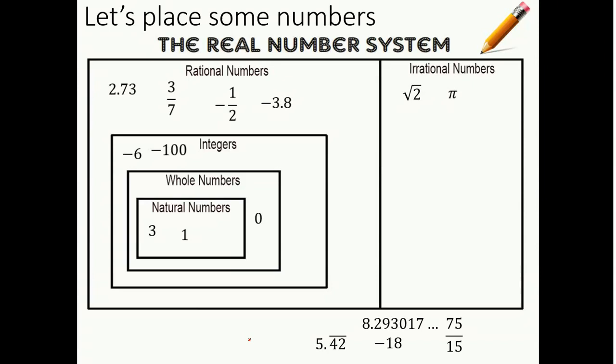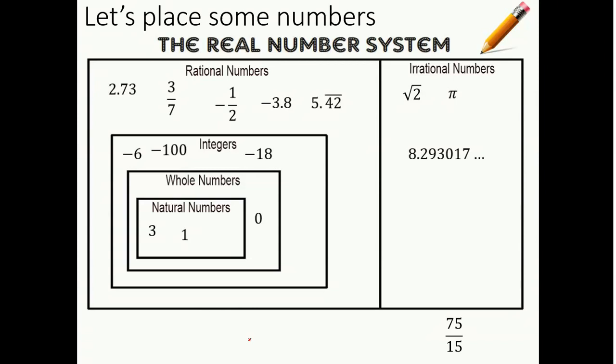5.42, notice how the 4 and the 2 are repeating. Make sure that you put that one in the rational column because it has a repeating sign. 8.293017... Well, it has a ... That's got to be irrational. Negative 18, it has a negative. It's not a fraction. It's got to go to the integer area.